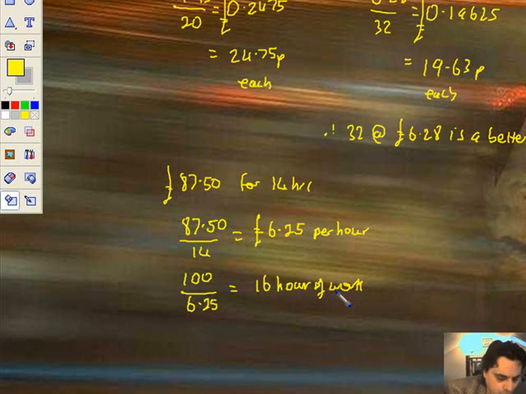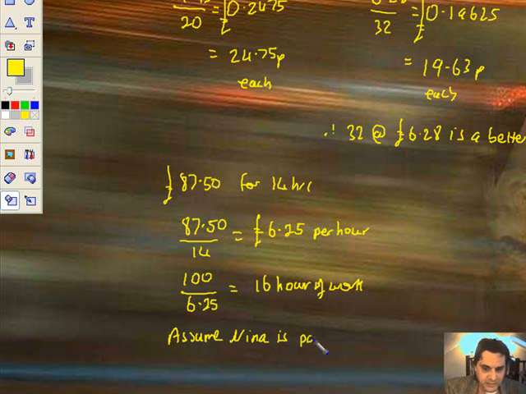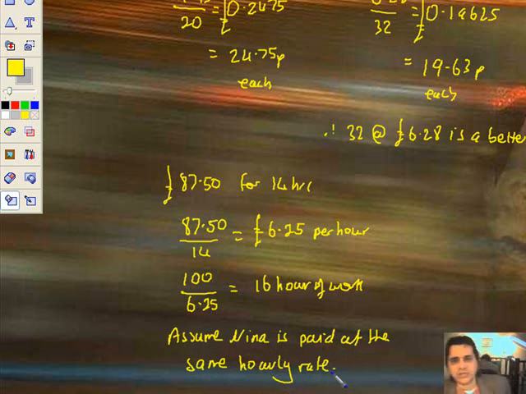And the last part says, what assumption did you have to make to answer these questions? Well, look, you have to assume it's the same hourly rate. Assume Nina is paid at the same hourly rate. So you've got to assume she's getting paid the same amount. So if she, for example, works 200 hours, if she gets, say, 200 pounds, you have to assume she's going to get paid £6.25 per hour.